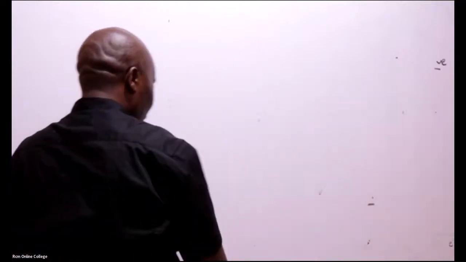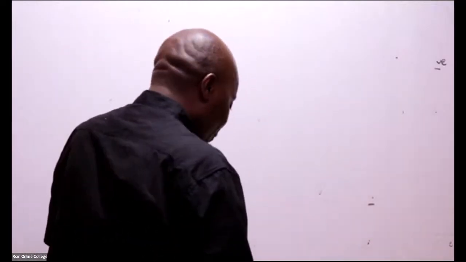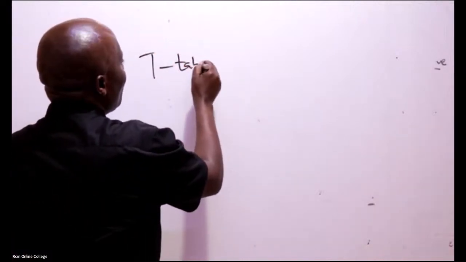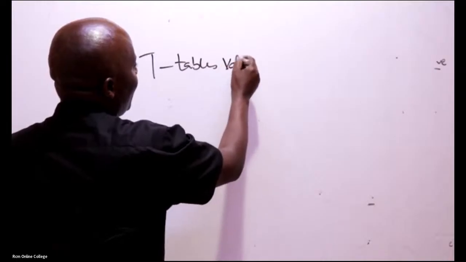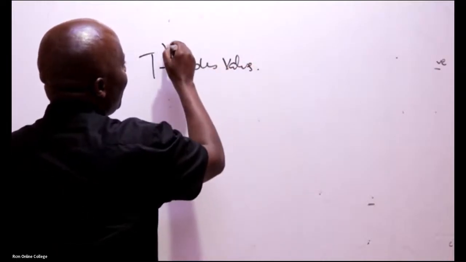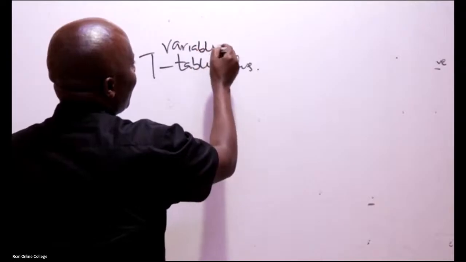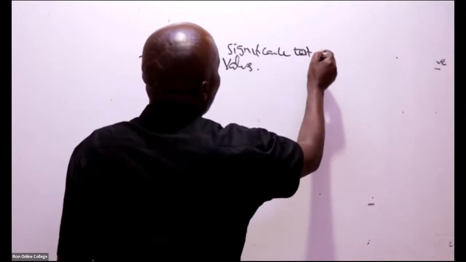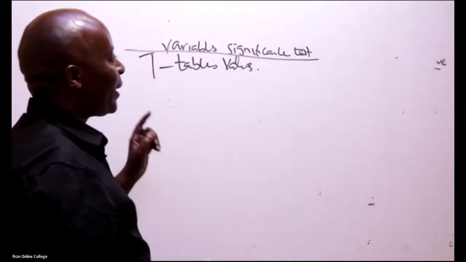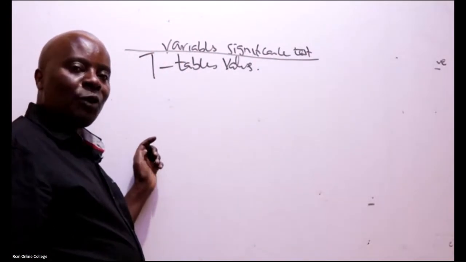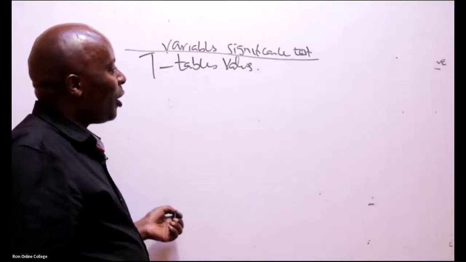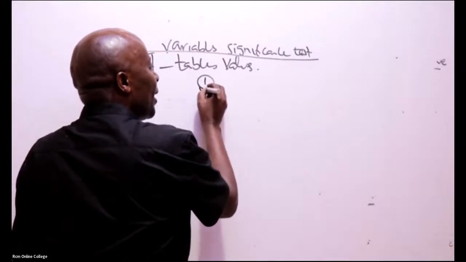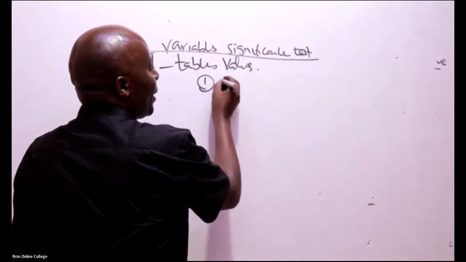So in this case, we shall go ahead and read the T tables value, because these are variable significance tests. We are using, ladies and gentlemen, the T statistic. So here we have to read the T tables value. For us to be able to read this T tables value, what do we need? We need degrees of freedom.